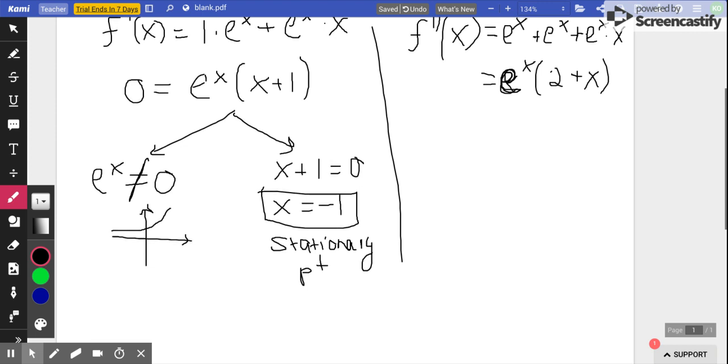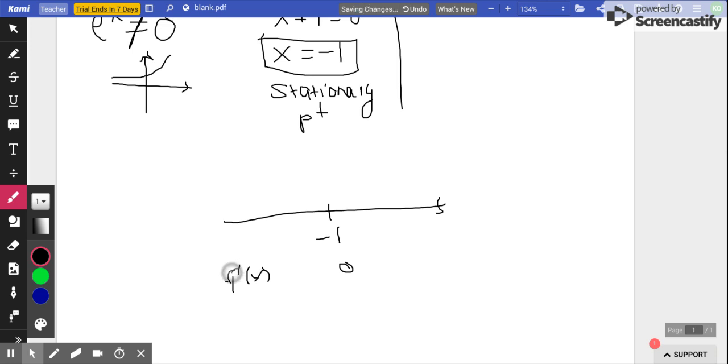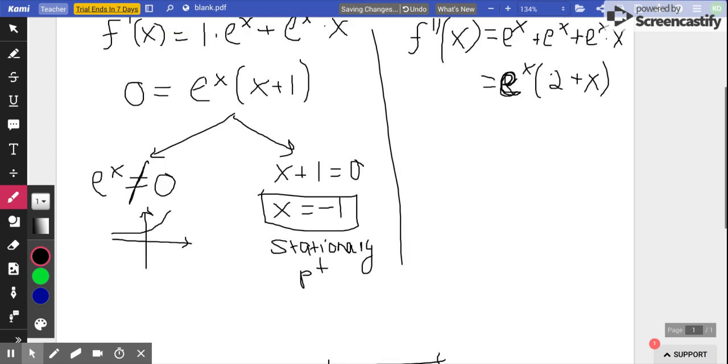The last step is to go ahead and figure out on our number line what's going on. The only possible point we have is negative 1. Its derivative is, of course, equal to 0. Its second derivative now is what the question is. So if we substitute minus 1 in there, we get f double prime of minus 1 equals e to the minus 1 times 2 minus 1.